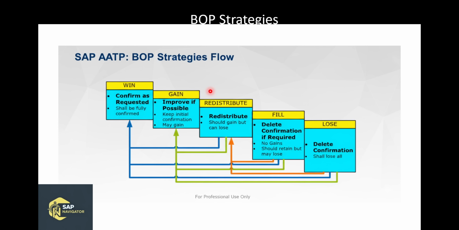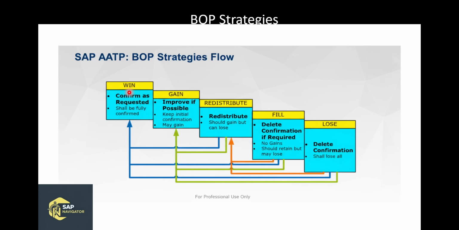Before going into backorder processing, this is the most important thing we have to know. These are the BOP strategies: win, gain, redistribute, fill, lose. First we will get to know these strategies one by one. If you know these strategies, then backorder processing is very easy to understand. Otherwise you will struggle. So please take a screenshot of this and try to understand this flow diagram.